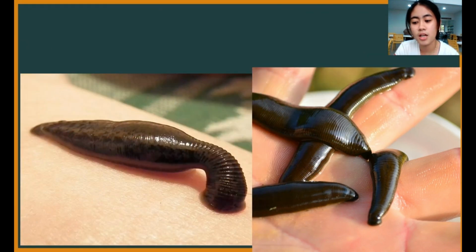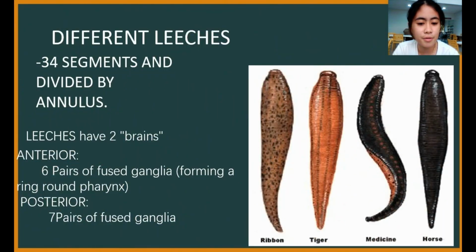Those who are not familiar with this can find them mostly in wet water. I saw this one time in, I think, Kahumayan or Basakan, during my childhood. This is linta in Tagalog, and in Visaya, I think it's alimatok. So there are different leeches. We have the ribbon, tiger, medicine, and horse.